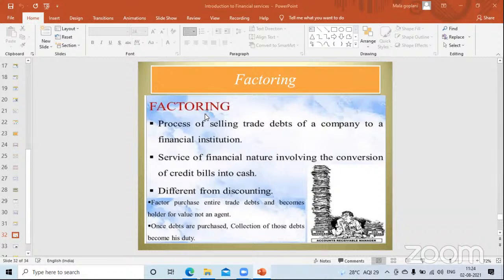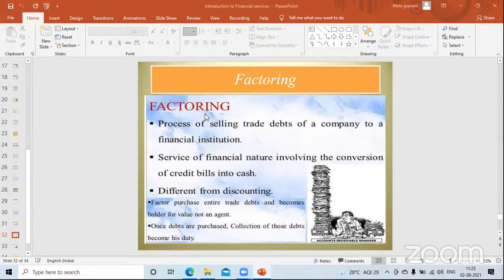He will purchase each and every bill from me, and in future he will be responsible for collecting the money from the customers. If the customer is not paying, he will be responsible for that. If bad debts occur, he will be responsible for that. I am not.